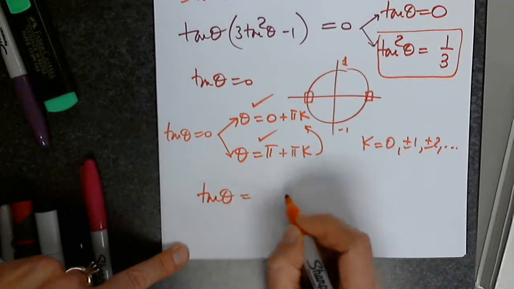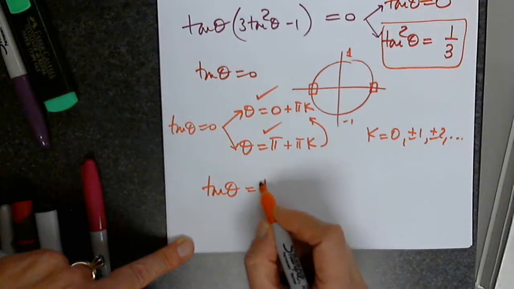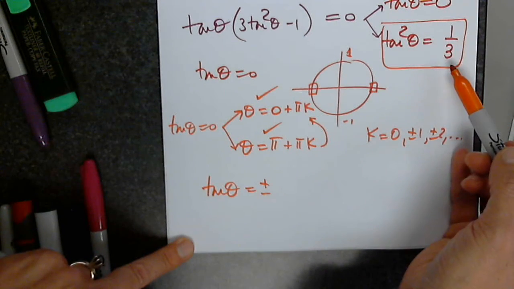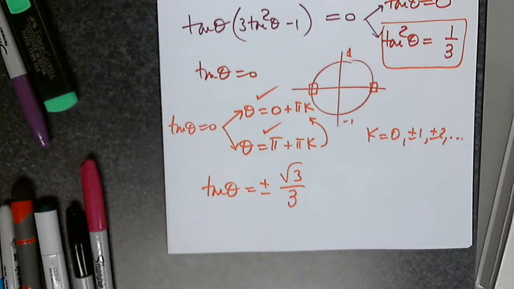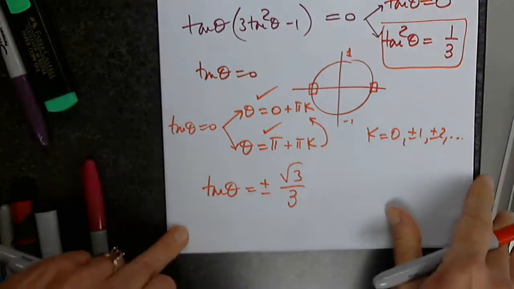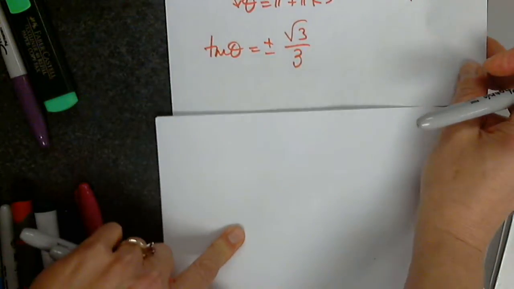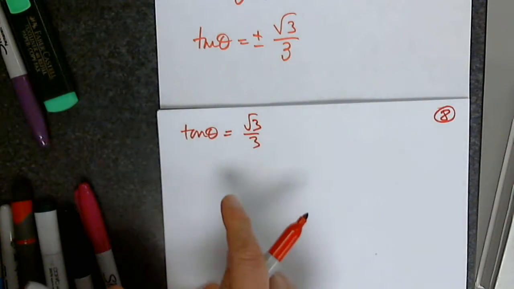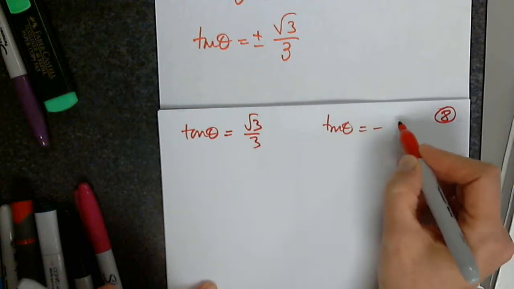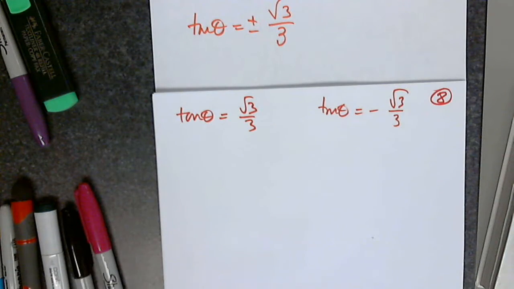Exactly. So I have tangent theta. What do I have to write? Because if I forget this, I only get one solution. Plus or minus the square root of 1 over the square root of 3, and I rationalize. Okay, so now there are 2 different situations for tangent. One situation is positive the square root of 3 over 3, and I have to solve this. And the other one is tangent theta equals negative the square root of 3 over 3. Let's start with the first one. Tangent positive, where?